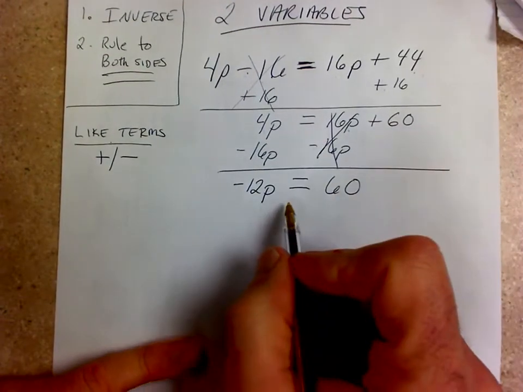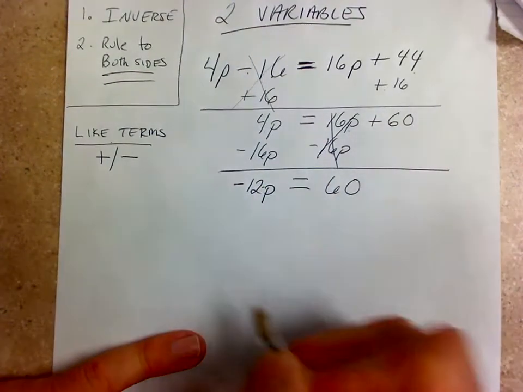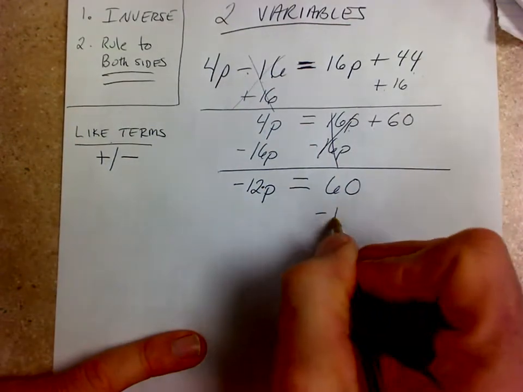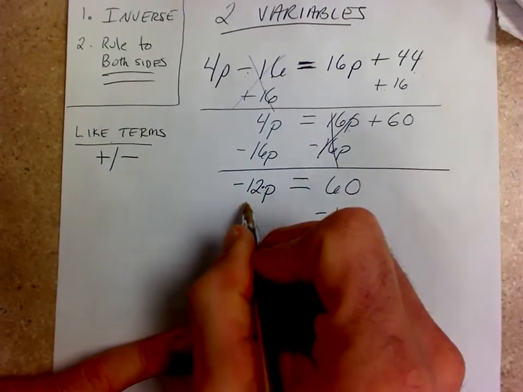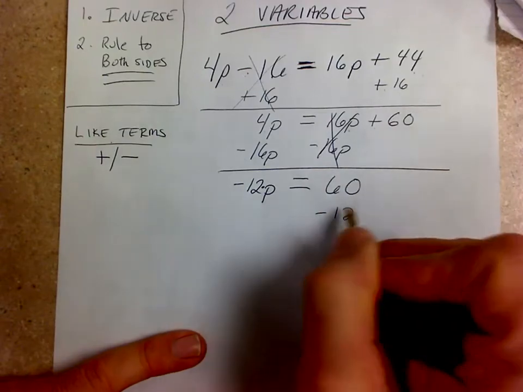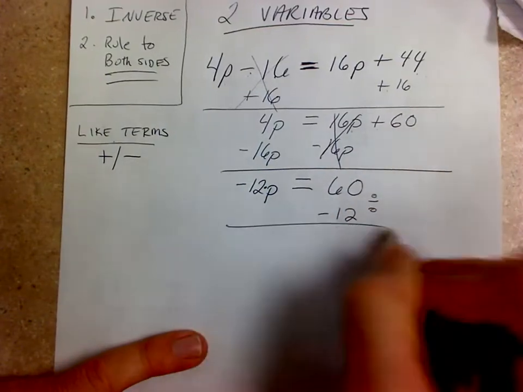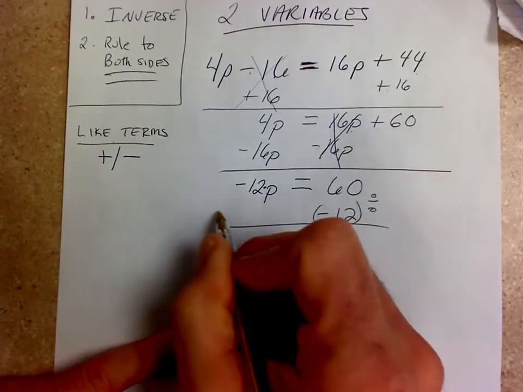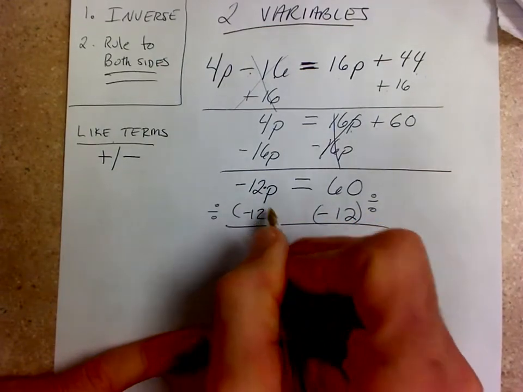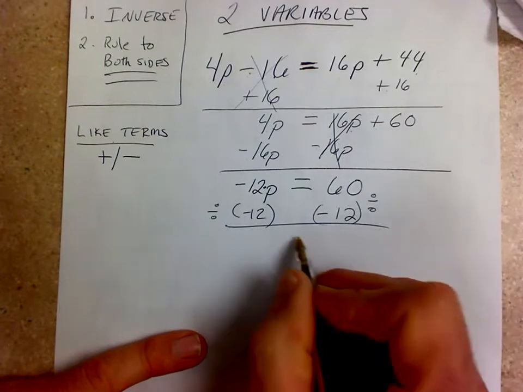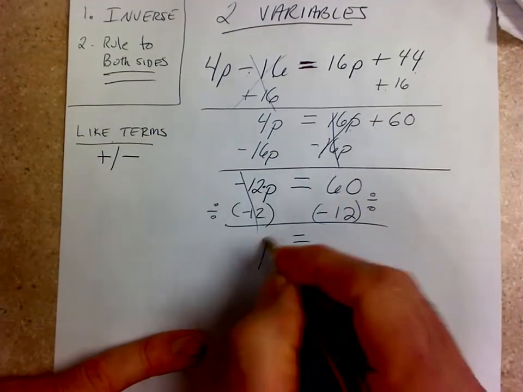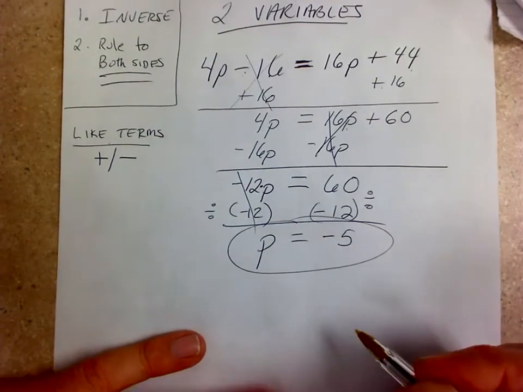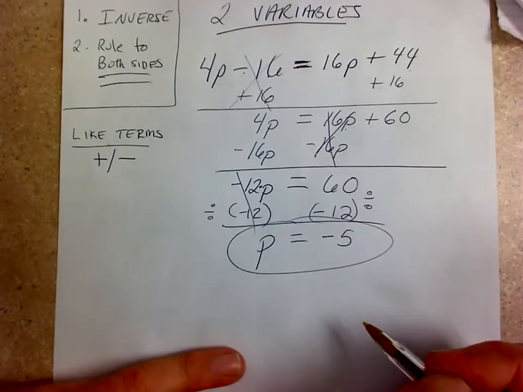Now we get to the end here. We've got one more step. We still have to determine p. We've got negative 12 times p, so our inverse would be to divide by negative 12, and then we're going to divide by negative 12 on the other side as well. p equals negative 5.